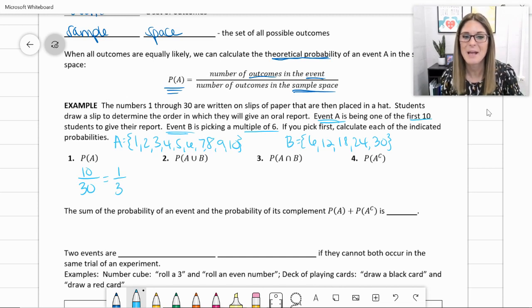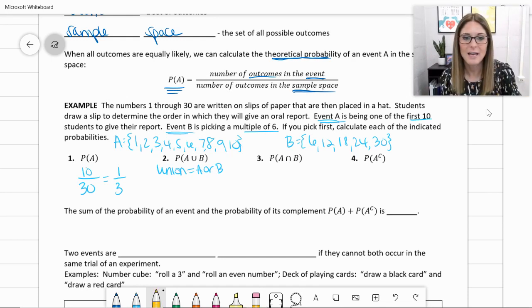Number 2 says the probability of A union B. Do you recognize that symbol there? That is union. It can also be written as A or B. So be very comfortable with that because they are going to use both here. So we are looking at the union of event A and B together. So we're going to add them all together.